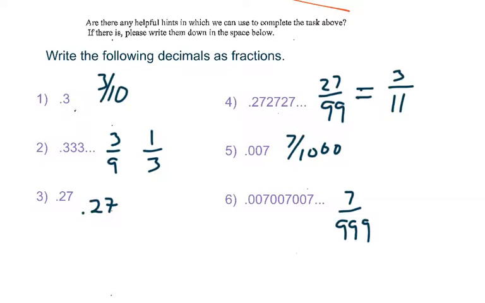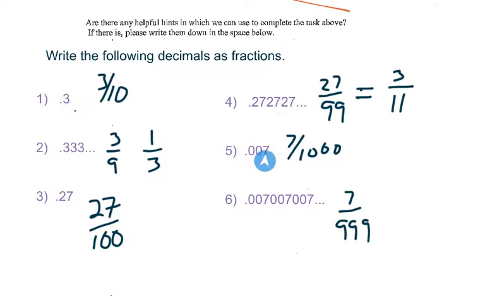Number 3 is just 0.27. It does not reduce, so you would write that as 27/100 as your fraction there. Number 4, this is a repeating decimal. 27 repeats, so that's why I have 2 9s on the bottom, 27 on top. Or maybe some of you recognize the fact that these are multiples of 9, and you can write that as 3 11ths.